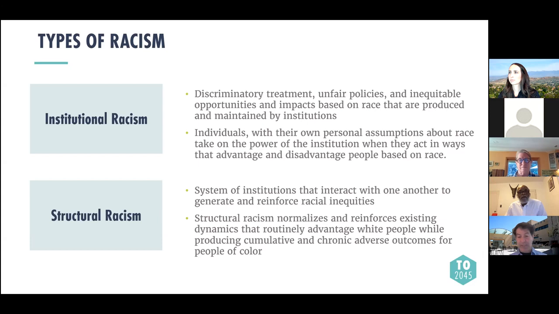When we say structural racism, what we mean is a system of institutions, so institutions working together that interact with one another to generate and reinforce these inequities. It essentially normalizes and reinforces the existing dynamics that advantage white people while producing cumulative and chronic adverse outcomes for people of color. I know it's a little challenging to think about some of this, but if you all remember the Happy City presentation by Charles Montgomery, he talked about zoning and the racism that occurs with zoning and redlining. Those are actually examples of institutional racism that have happened over the years.